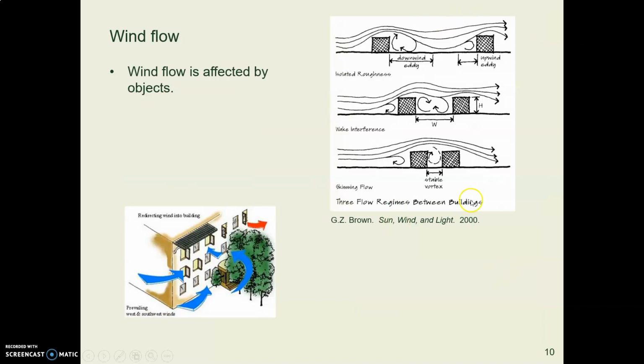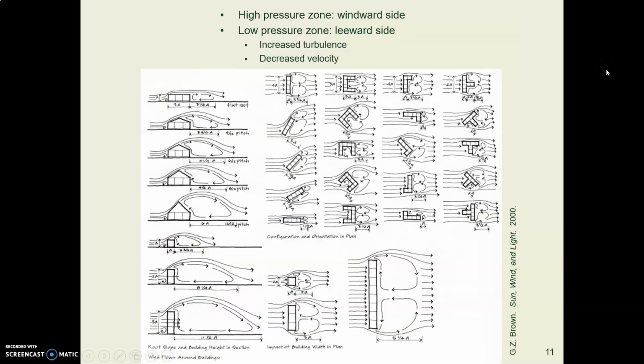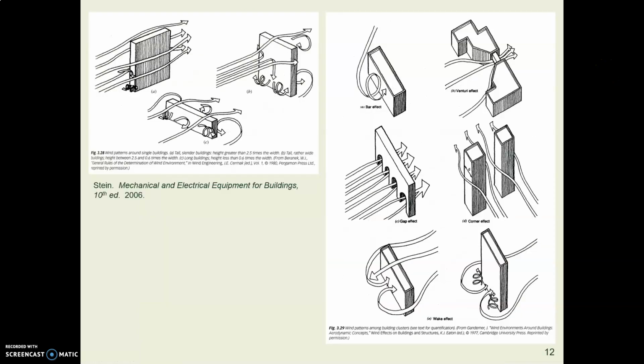So you'll see I have several drawings in here from Charlie Brown's book where he's showing you what happens to wind as it flows over objects. And just like water in a stream, you'll notice when it gets past a solid object, you get some turbulence in there. And here's some more diagrams.